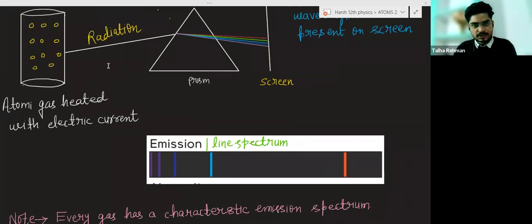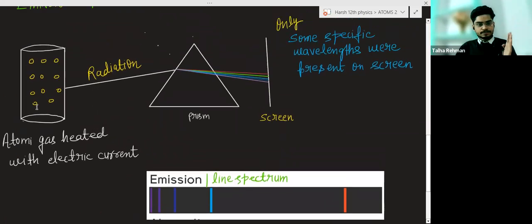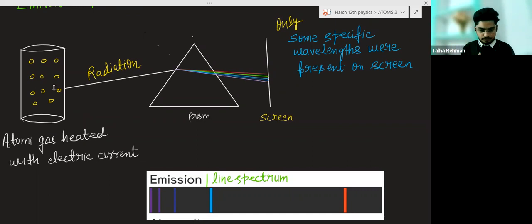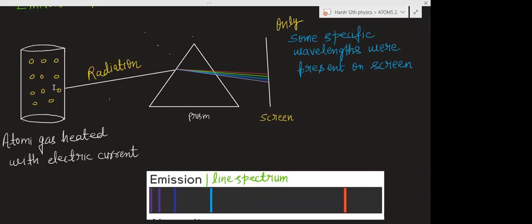Basically, what happens when you give heat to these gas molecules? These are the gas molecules, and molecules are made up of atoms. Basically, you are giving heat to the gas atoms. They will absorb some energy, and inside the atom electrons are there, so the electrons will absorb some energy and move to a higher energy level.